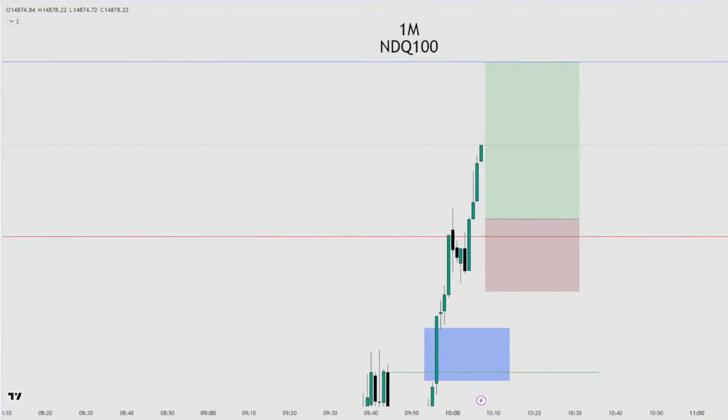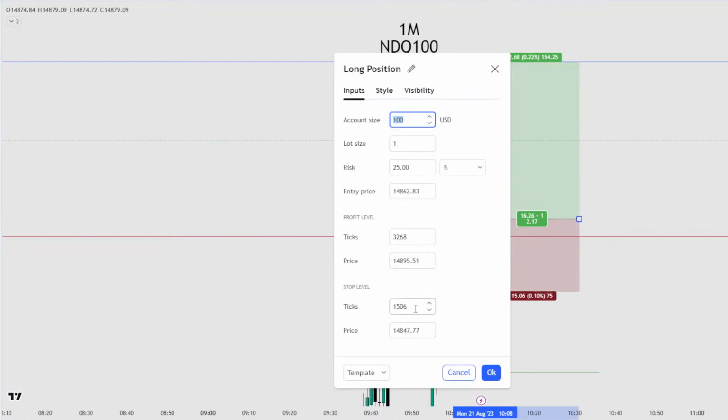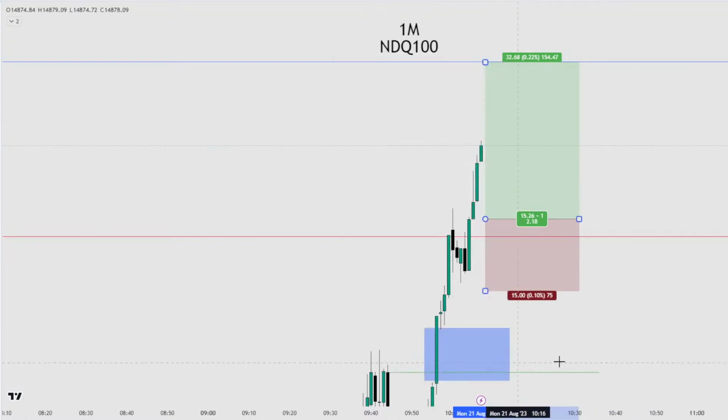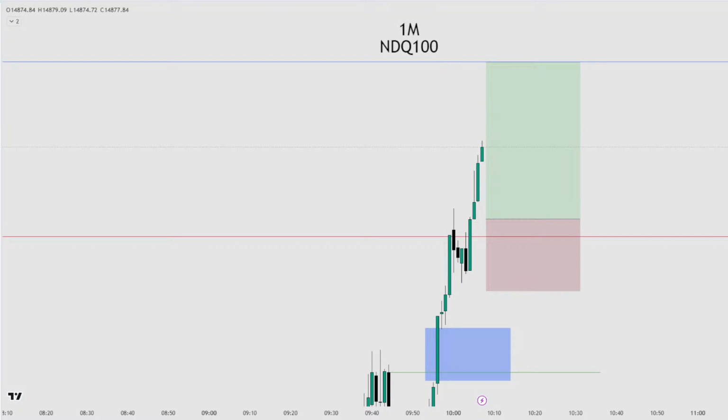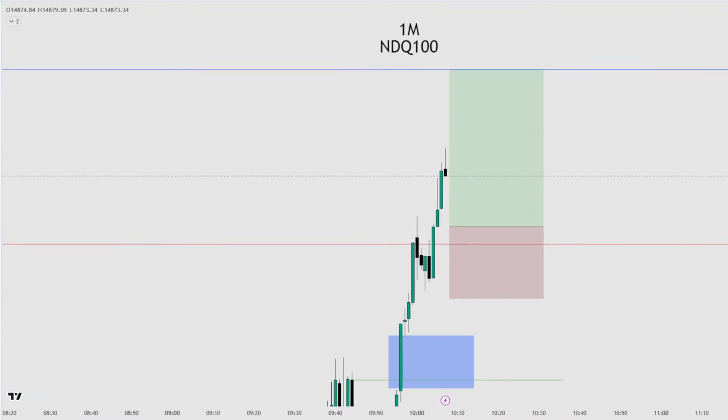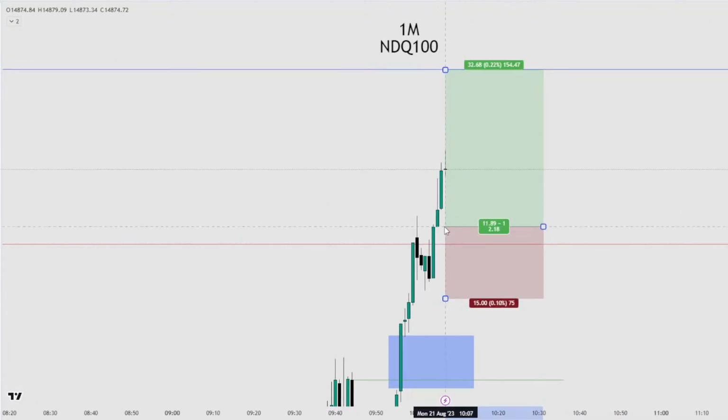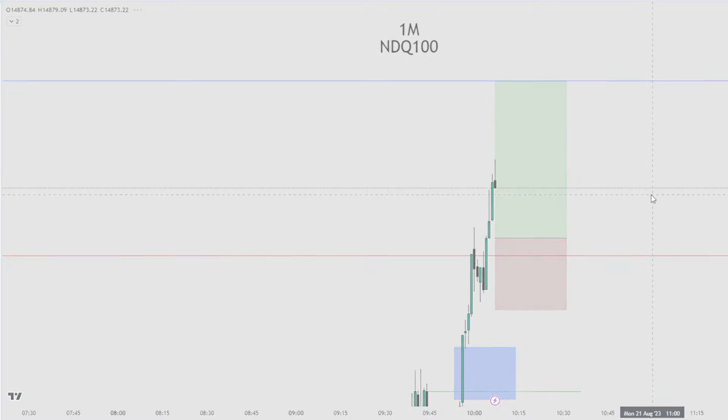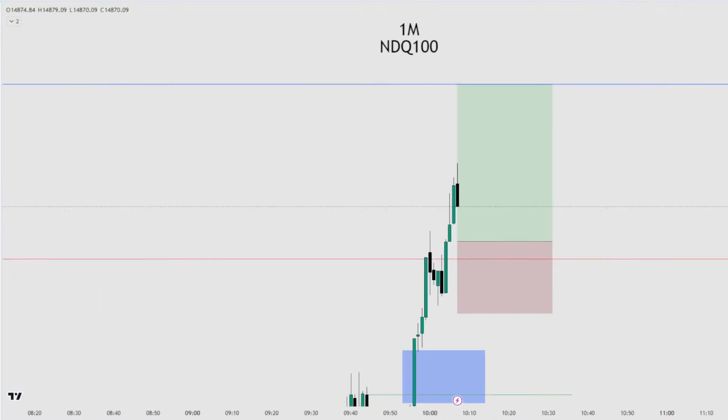So let's calculate the risk. It's 15 points. Exactly. And then 15 is 1% risk. Alright, so it's 1.6 lot size if we enter here, 15. So this is a good displacement, very, very decent. 1 to 2, 15, 1%.